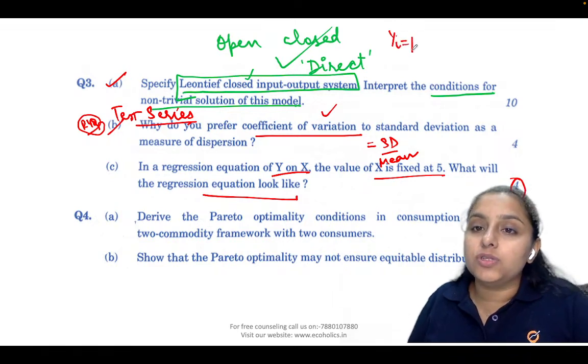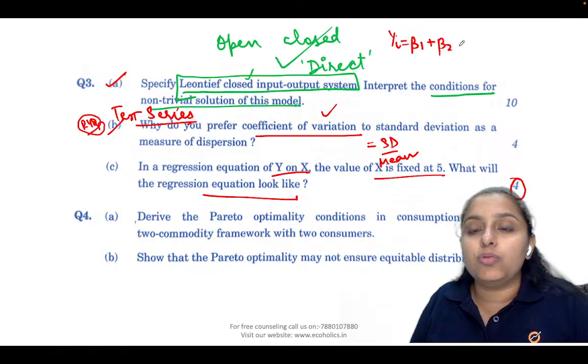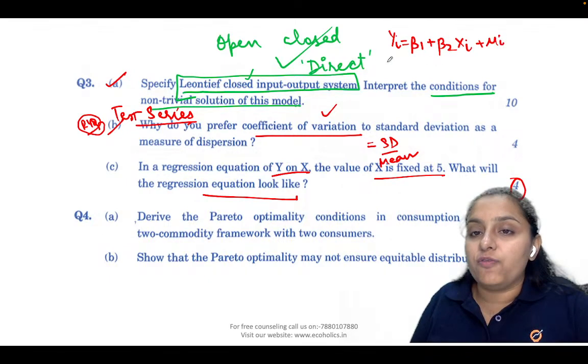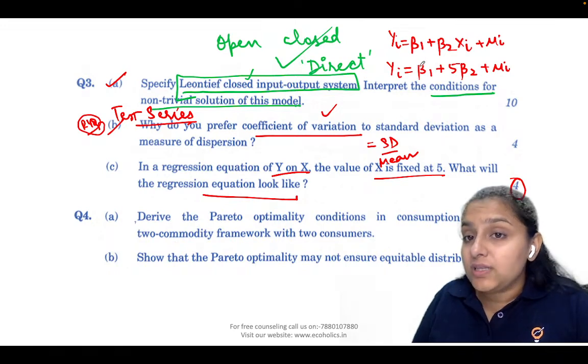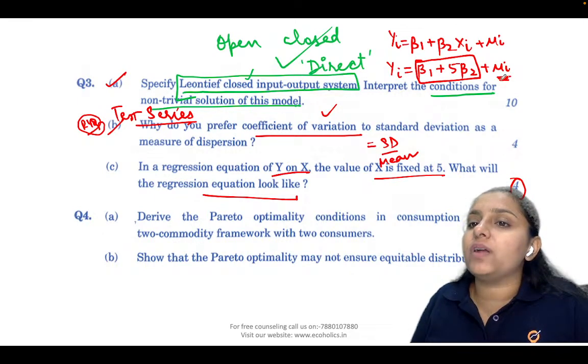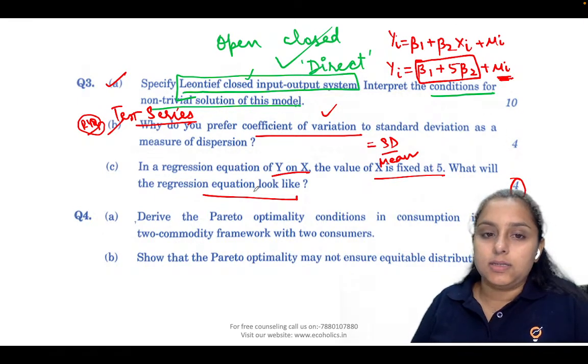It's yi equals beta 1 plus beta 2 xi plus mu i. They are saying x is fixed at 5. So yi equals beta 1 plus 5 beta 2 plus mu i. So when x is fixed at 5, this entire thing becomes my intercept. So only the effect will be shown through the RSS.